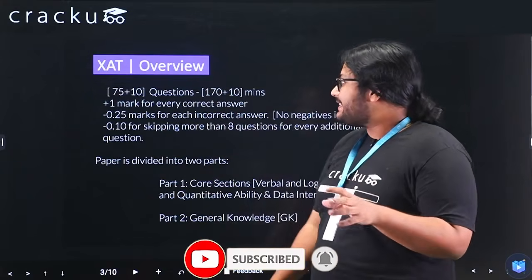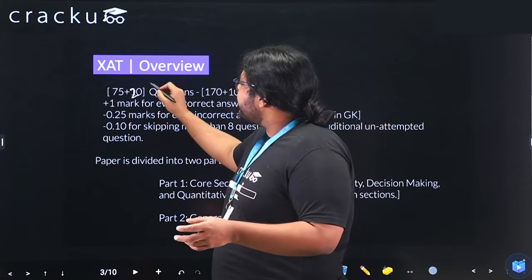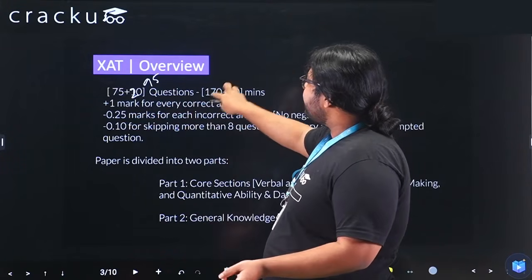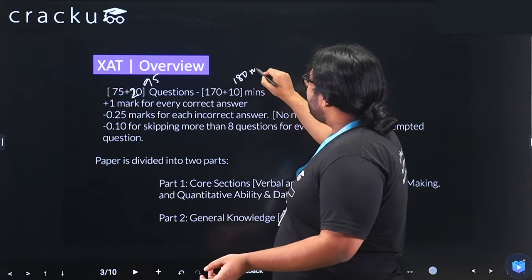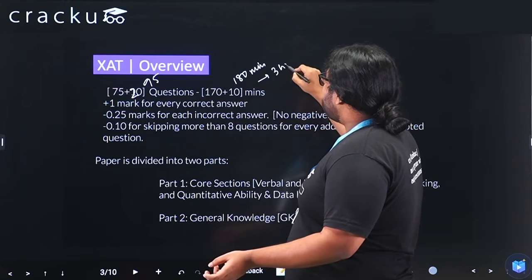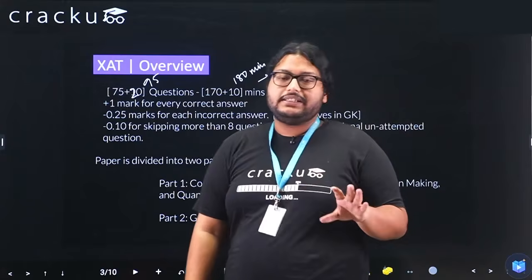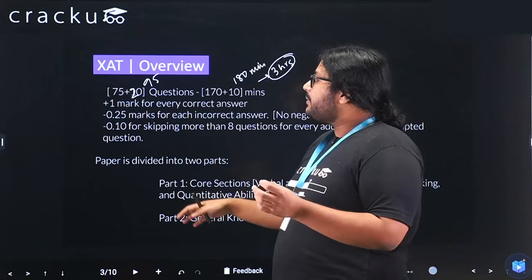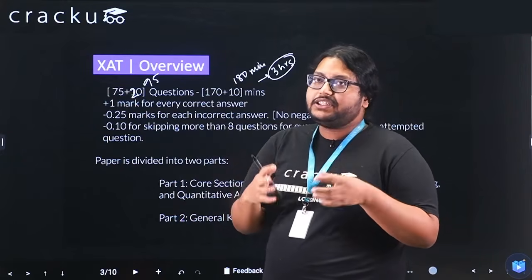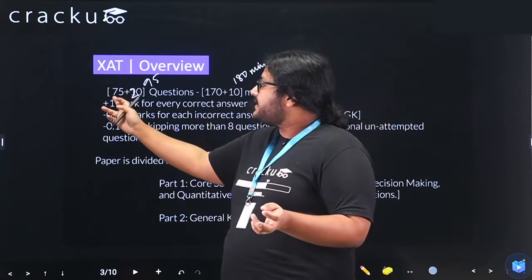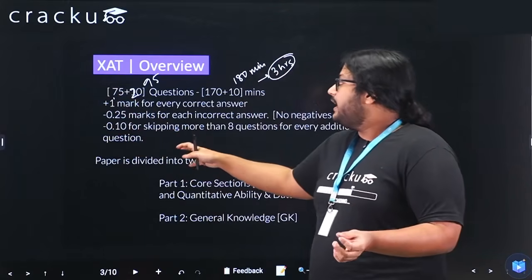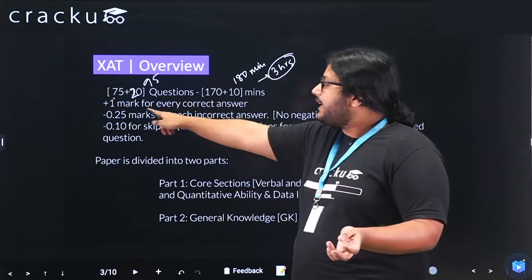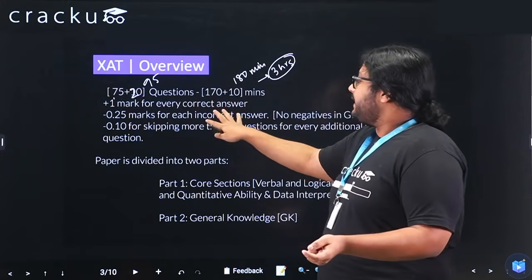XAT as an exam has 75 plus 20, which is 95 questions, and we need to finish these 95 questions in 170 plus 10, which is 180 minutes, or essentially 3 hours. So XAT, unlike CAT, is an exam for 3 hours. CAT is for 2 hours. XAT is for 3 hours. There's a reason why I've written the split that way, because the paper of XAT is divided into two main parts. The first part has 75 questions. The second part has 20 questions. For the first part, we get 170 minutes, and for the second part, for the remaining 20 questions, we get 10 minutes.